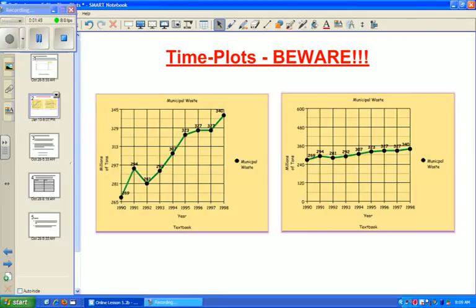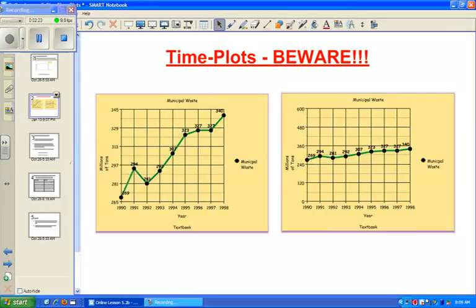You may see in a newspaper the first graph, and the author of this article may be taking a stance of, take a look at the amount of waste that we're producing over time from 1990 to 1998, and we have a problem. Municipal waste is skyrocketing. And then maybe you turn the page, and the next article uses a second graph, which has a different scale to it. And their article says, hey, look at this.